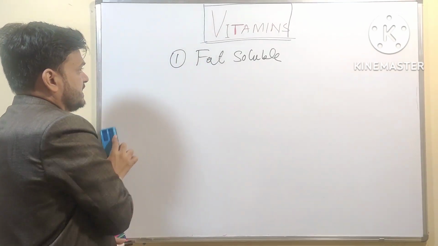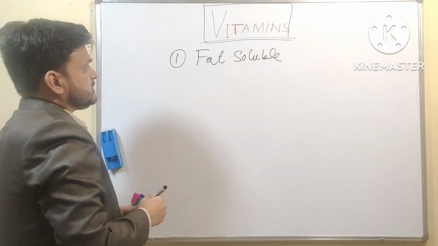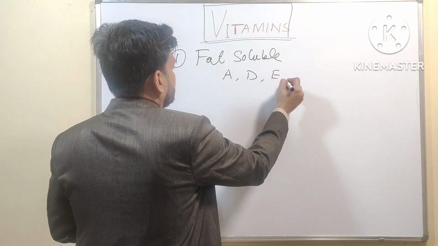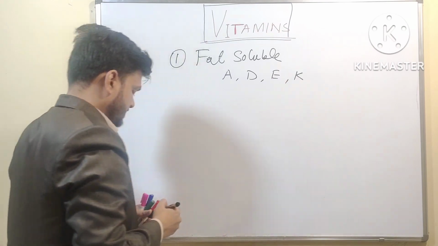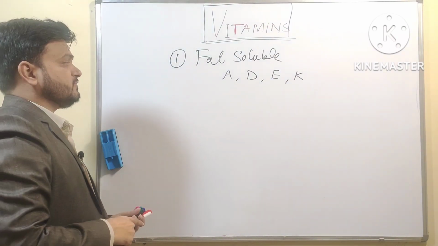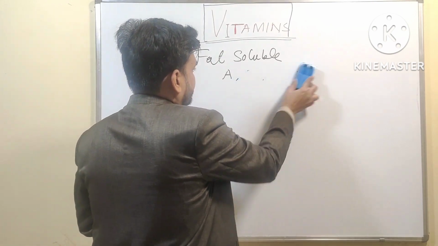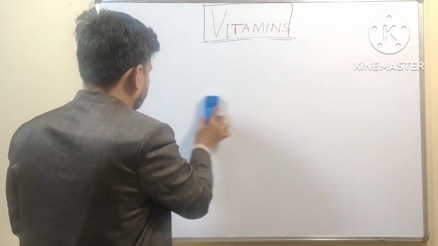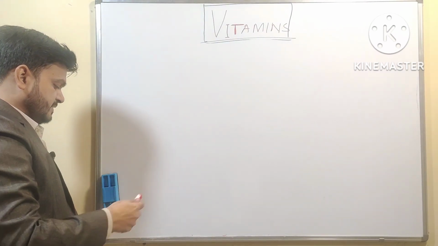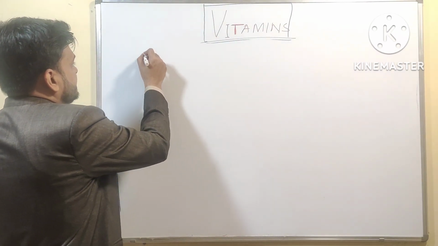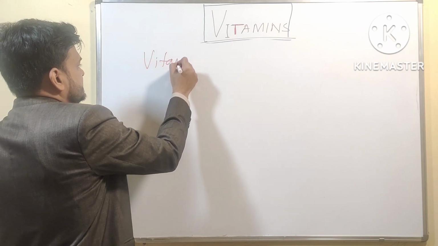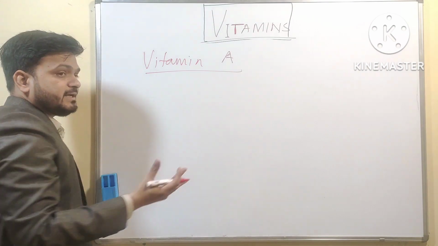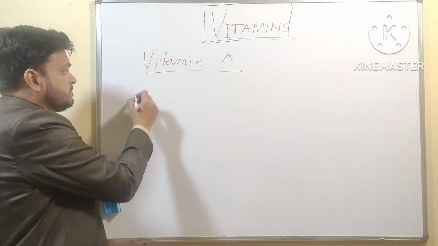So we all know that fat soluble vitamins are A, D, E and K. But in today's lecture we will discuss vitamin A in detail. Whenever we discuss any kind of vitamin, we should know about the source.